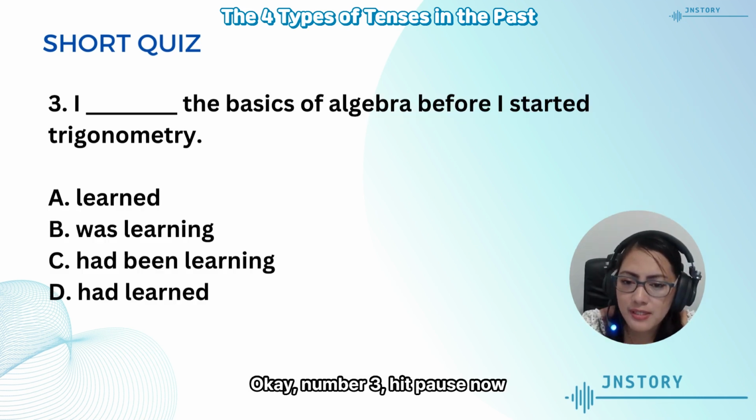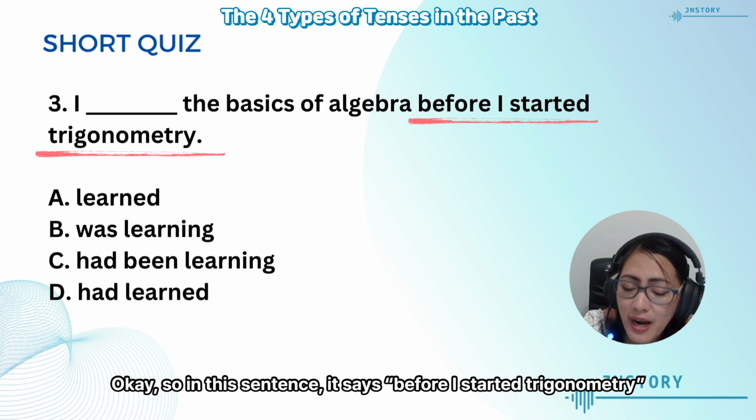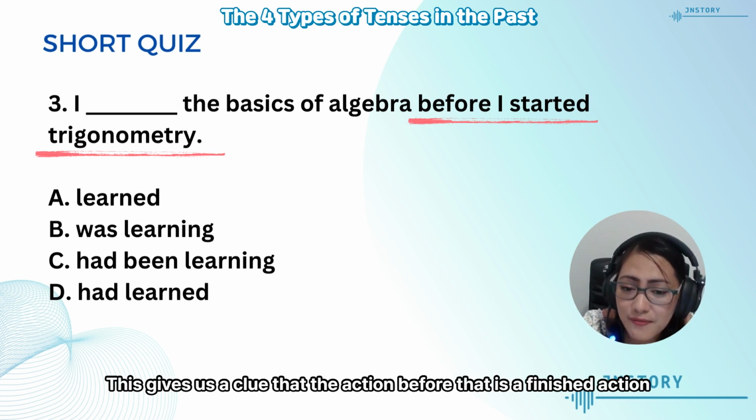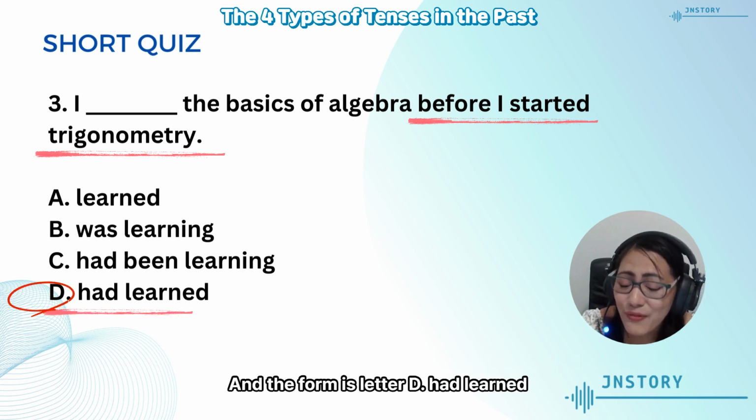Okay, number 3, hit pause now. Number 3, I blanked the basics of algebra before I started trigonometry. Letter A, learned, B, was learning, C, had been learning, D, had learned. Okay, so in this sentence, it says, before I started trigonometry. This gives us a clue that the action before that is a finished action. So the tense that is used to describe an action that was finished before another past action is the past perfect tense. And the form is letter D, had learned.